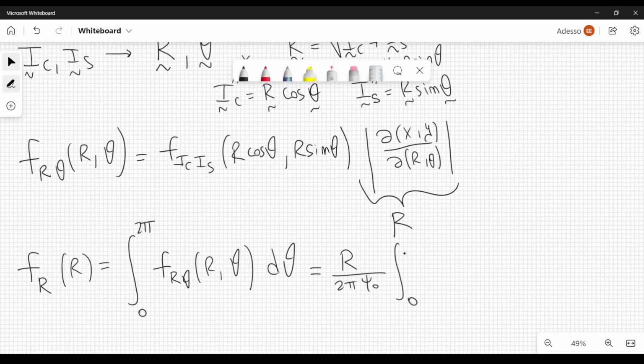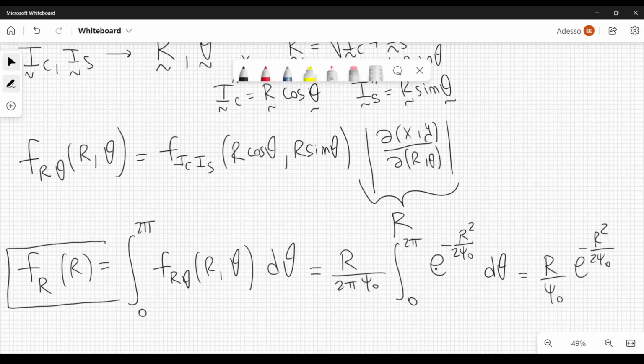So we have 2 pi psi 0. Here we have the integral from 0 to 2 pi. We have the exponential e to the minus x squared plus y squared, which will become r squared cosine squared theta plus r squared sine squared theta. So we have minus r squared divided by 2 psi 0 d theta, but this will be a constant with respect to theta, so it would be trivial to find the result. We have r divided by psi 0 e to the minus r squared divided by 2 psi 0. And this is actually the result that we wanted to find.